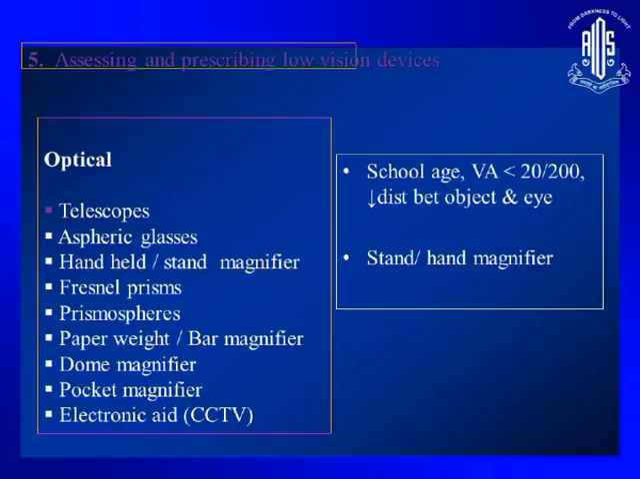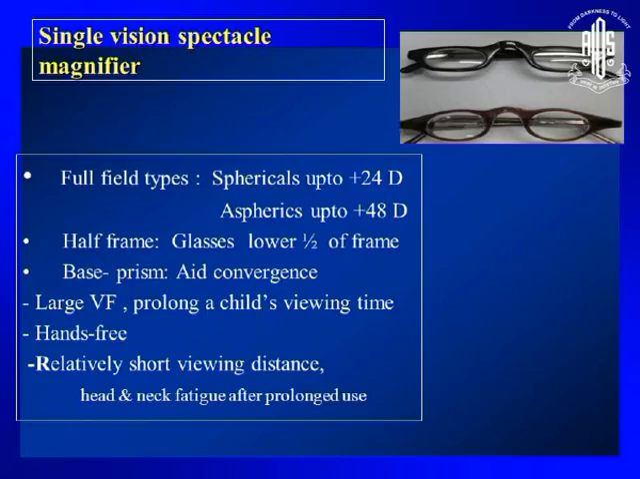And then coming to the optical devices, we have a range of optical devices: the telescopes, the aspheric lenses, the prism glasses, the paperweight or dome magnifiers, and the last one will be the electronic magnifiers or the CCTV. So you have the single vision spectacle lenses.